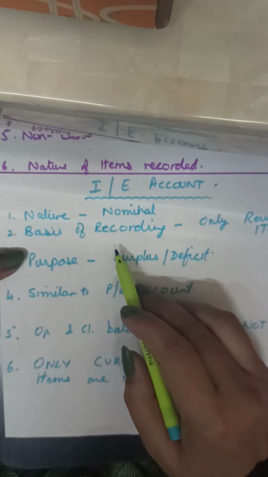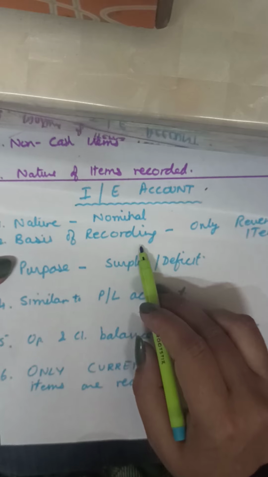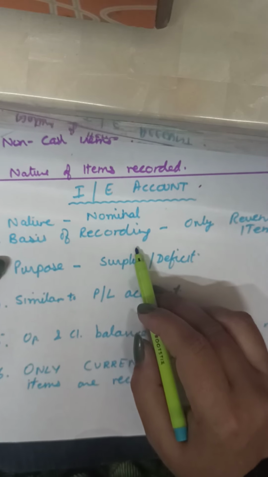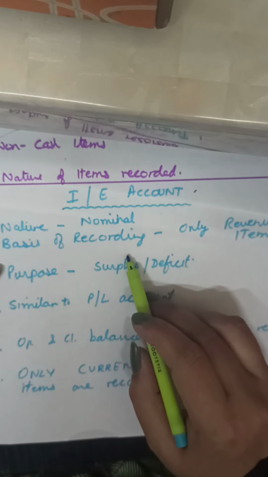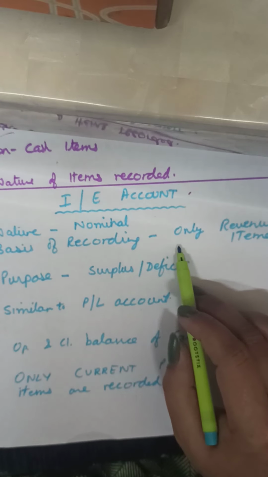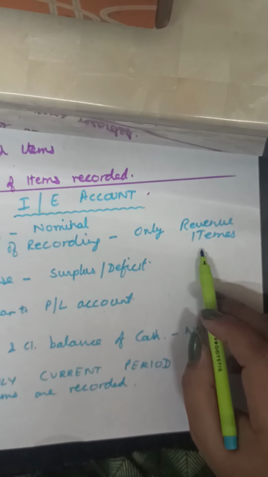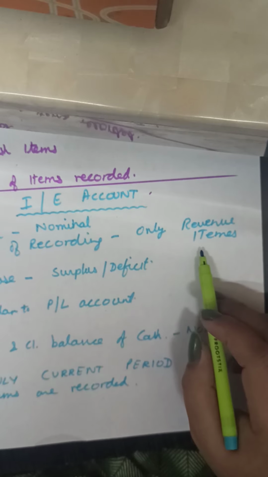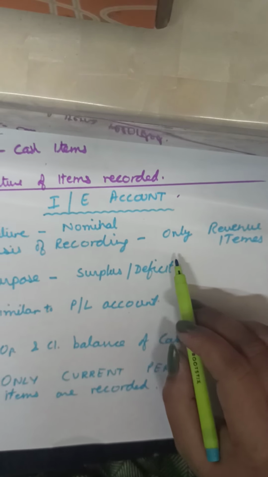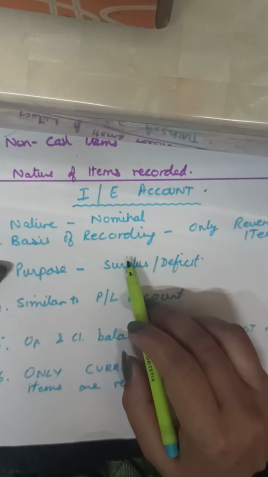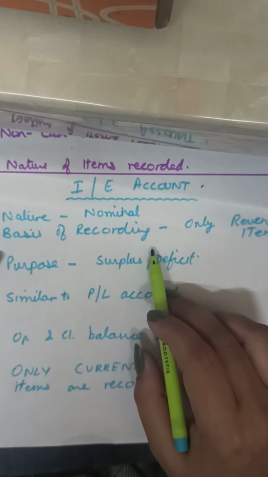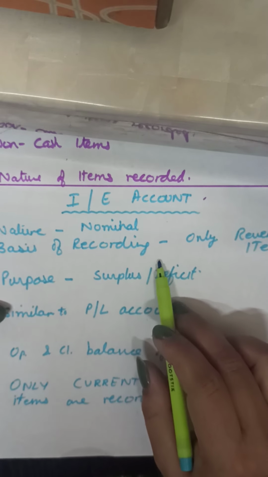Then next is the basis of recording. Very important to understand that the items of only revenue nature are recorded in this account, whereas the items of capital nature are ignored while preparing this account. Those items will be taken later in the balance sheet, not in this account.